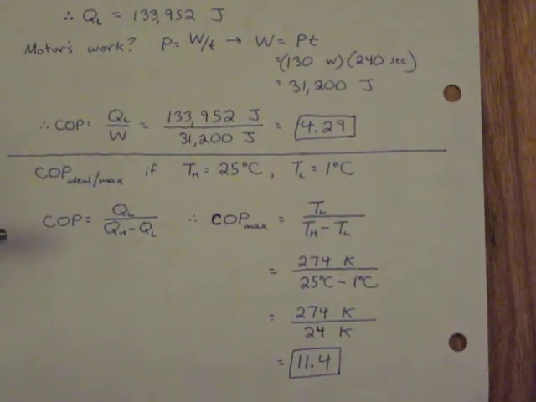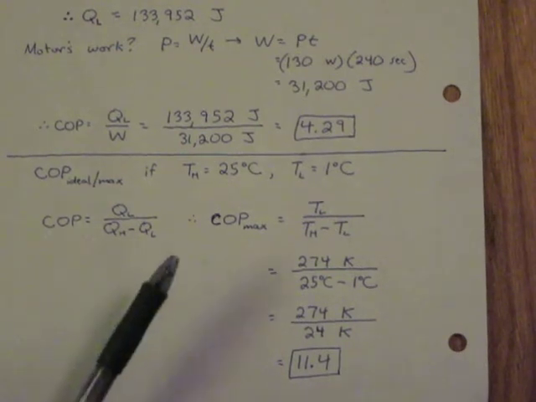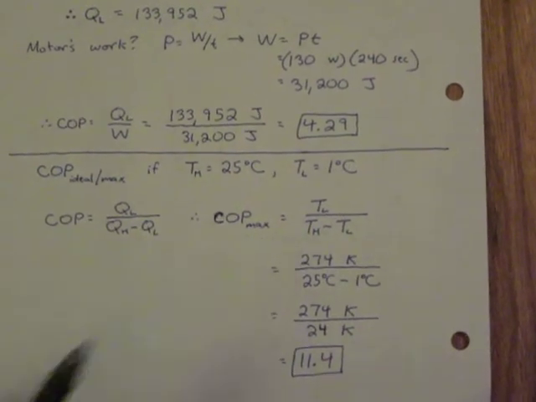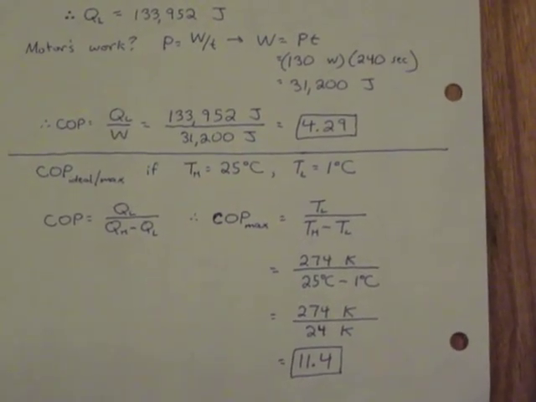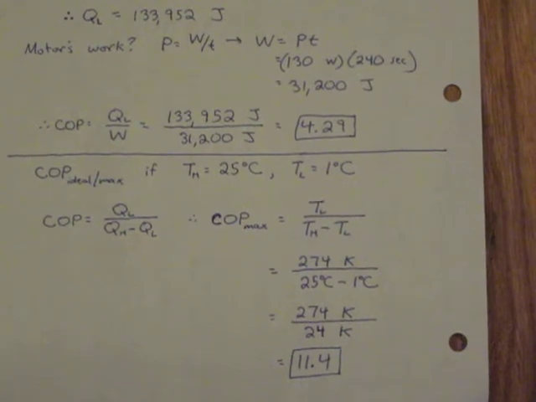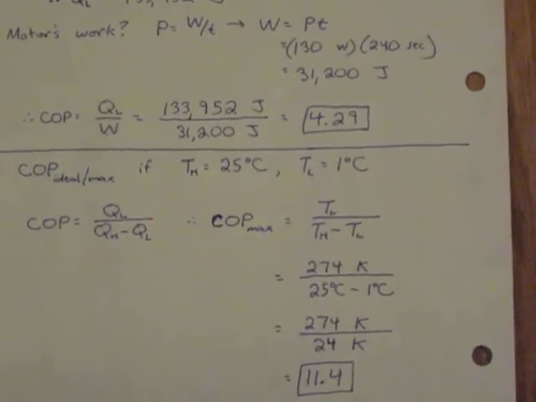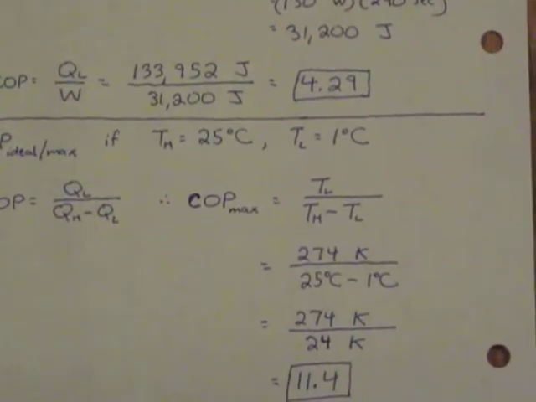Coefficient of performance in general for a refrigerator is QL over QH minus QL. And that actually comes from up here, where work by conservation of energy is QH minus QL. So the ideal or the maximum coefficient of performance, switch those Q's to T's, and you get TL over TH minus TL. Plug in the temperatures. Look what I've done, kind of playing fast and loose with these units here, but it works.